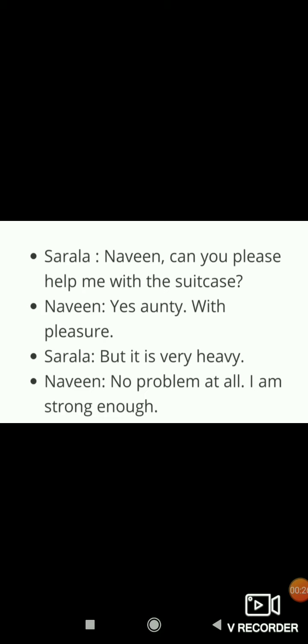So this could be that Sarla is seeking the help of Naveen, and look at the expression that Sarla is using here, that is, can you please, or she can say, will you help me to lift the suitcase. You can frame sentences in any form, but make sure that you are using a proper expression. So here you can write, Naveen, could you please help me to lift the suitcase? That way also you can write.